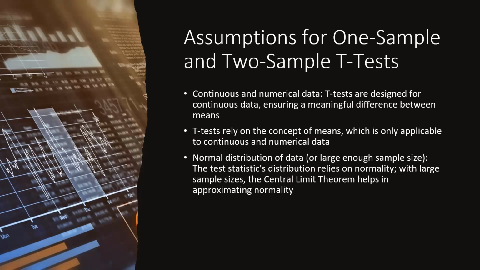Now, on the other hand, if the sample size is large enough, then the central limit theorem can help in approximating normality. The central limit theorem says that no matter what kind of distribution you take a sample from, if you let the sample size n get larger and larger, the sampling distribution will approach the standard normal distribution. So the normality will be captured in that way.